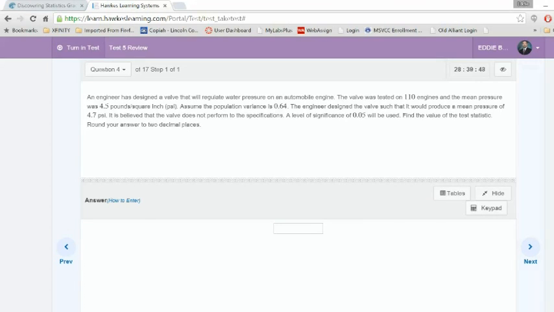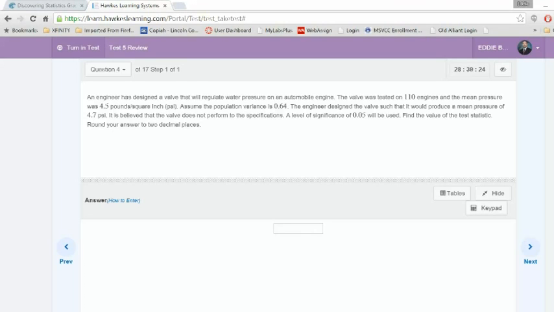All right, so this problem says find the value of the test statistic. So we need to figure out, what are we dealing with? Are we dealing with a mean? Are we dealing with a proportion? Are we dealing with a standard deviation? So we have to figure out what type of test statistic we need.